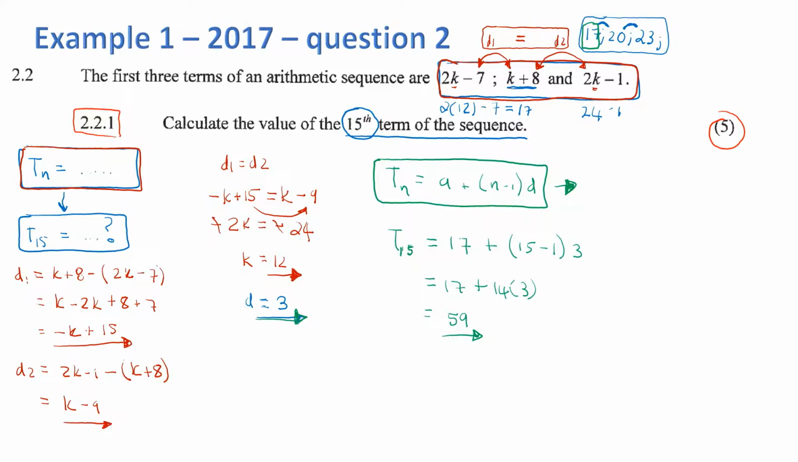Cool, 5 marks, easy. So, important things to reflect upon. We're given an arithmetic sequence. We're given the first 3 terms, and we have this unknown k. So we know that we have to solve it, because there's no k in our final equation that we have to use. We need a concrete d, the d that we calculated here. But to compute the concrete d, we first need to solve k.